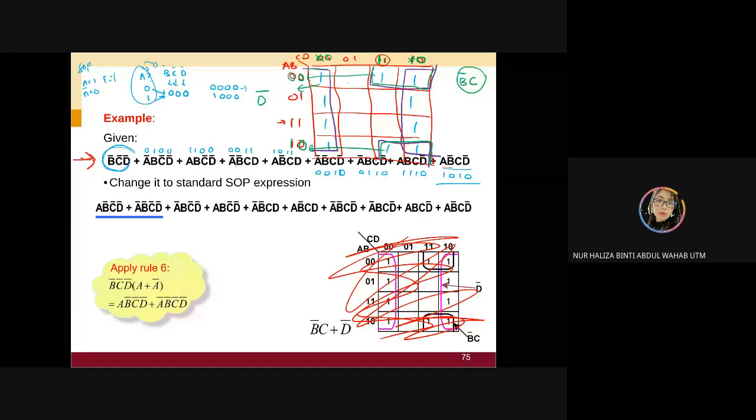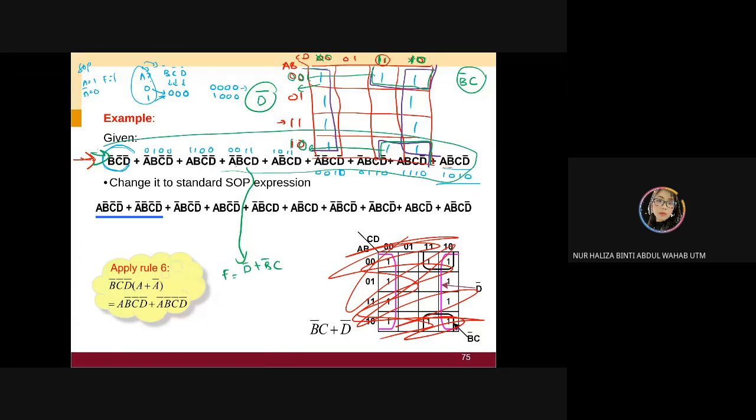So from this long Boolean expression, I can simplify it to be D bar plus B bar C. You can try to use your rules of Boolean algebra, any law and theorem. Try to play around. Your final answer will be this simplification.